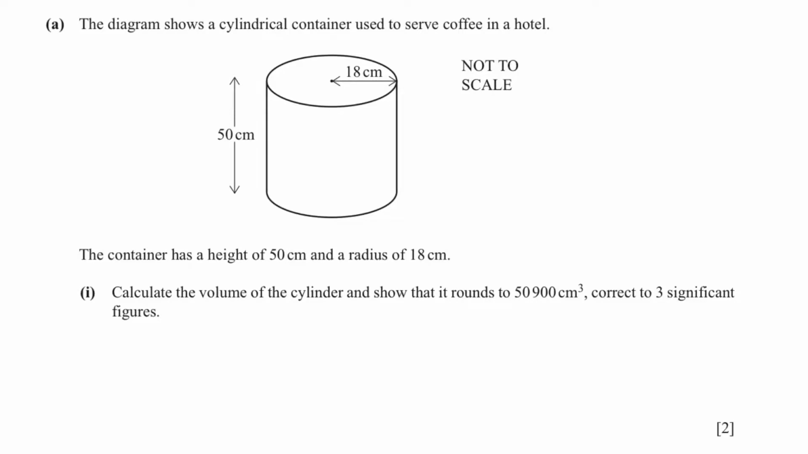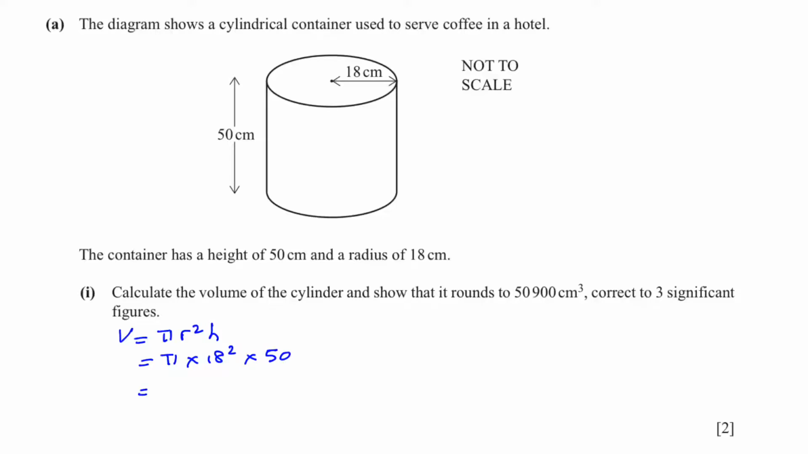We have been given a cylindrical container and the radius has been given and the height has been given. A1, calculate the volume of the cylinder and show that it rounds to 50,900 cubic centimeter, correct to 3 significant figures. To begin with, you must know the formula to find the volume of a cylinder, which is pi r square h. R is your radius, which is 18, and height is 50.